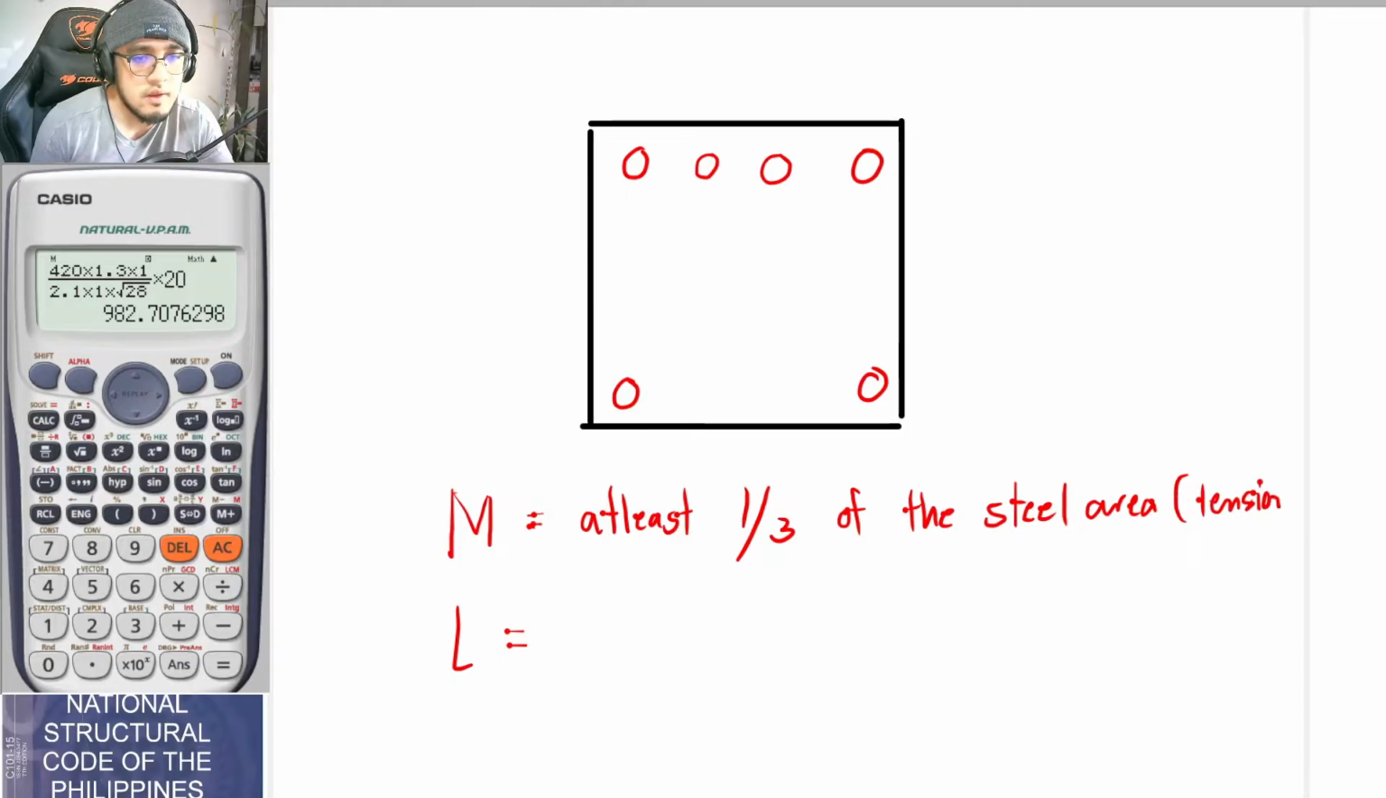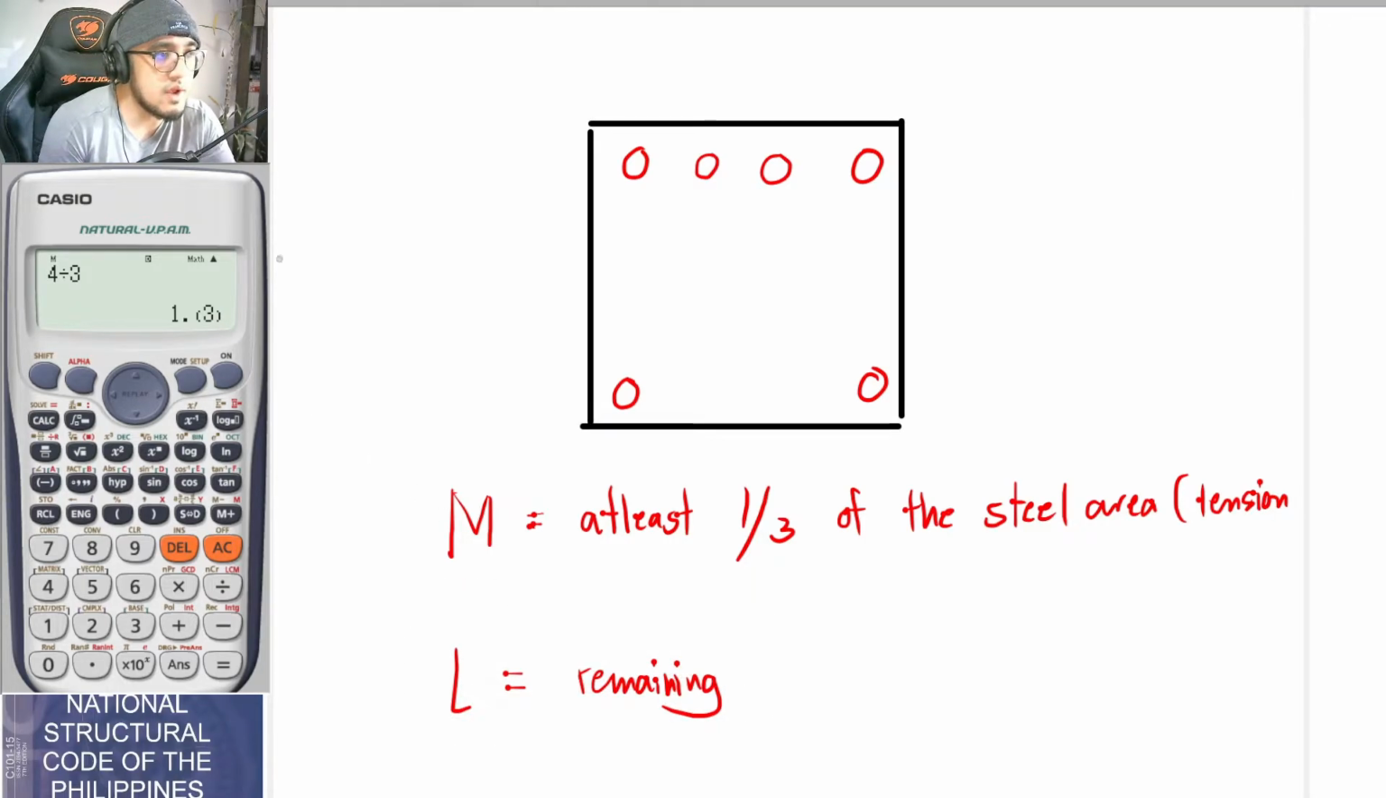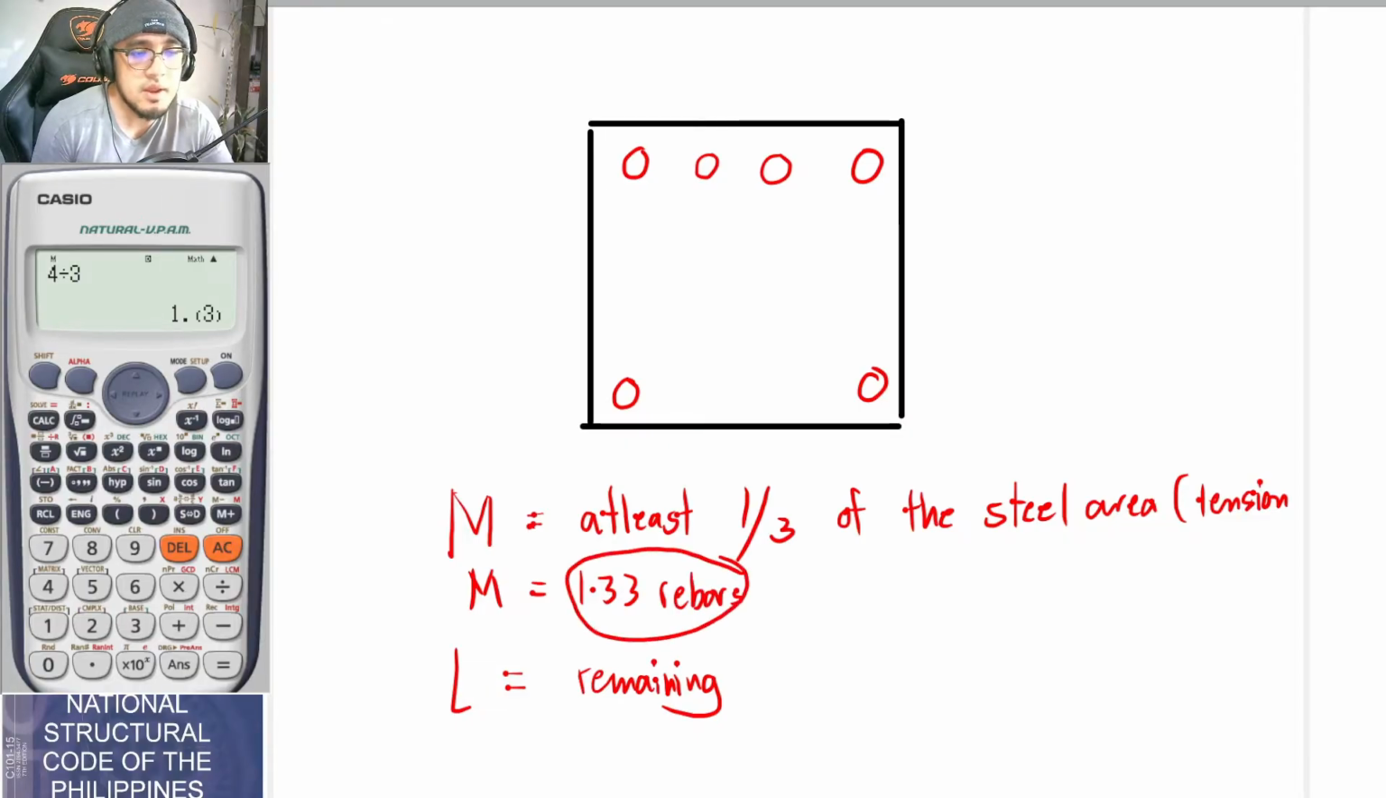And for your bars L, of course, what would remain? So the remaining. For example, you have these 4 rebars which are to be in the same size. So as you can see, 4 rebars, 4 divided by 3, this is to be 1.333. So in this case, guys, if this is to be your value for your M, 1.33 rebars, but this is just to be the minimum. And with such, guys, we would now be increasing this to 2 pieces.